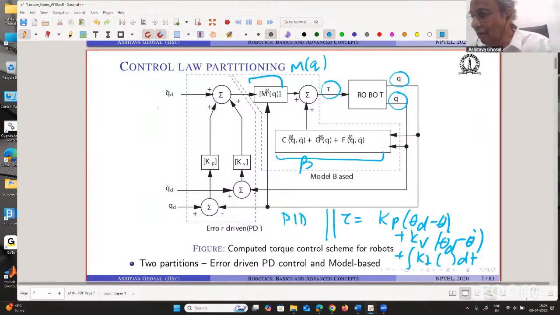So this is the part which is tau prime. Here I have tau prime. So tau is equal to M tau prime. So you can see M, and then tau prime is coming in here. So tau prime into M plus beta.